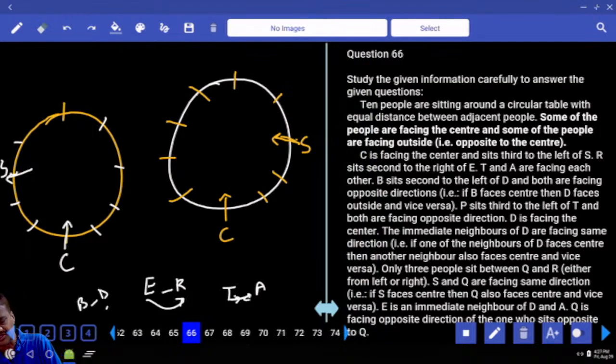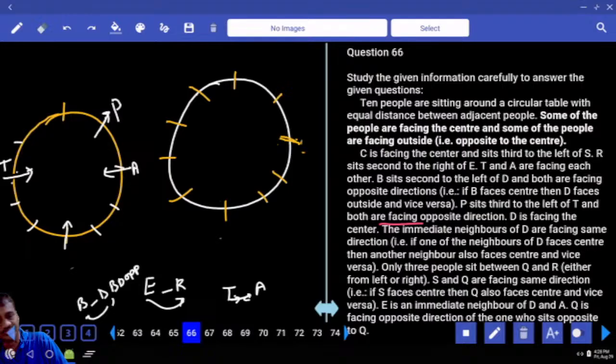Now B is seated second to the left of D, away from the center. Clear? And any other information related to this one, T, P and A? No. And P sits third to the left of... D is facing the center. Where is this D? D is facing the center.